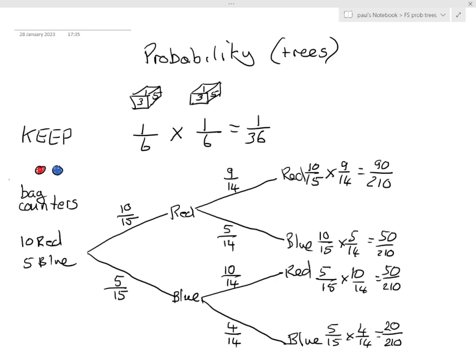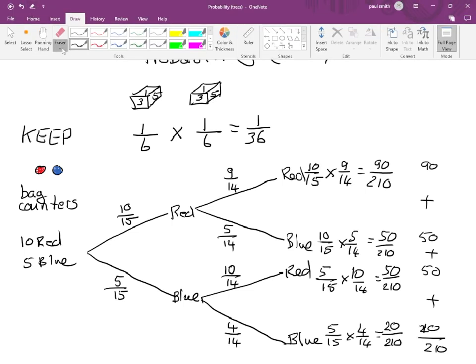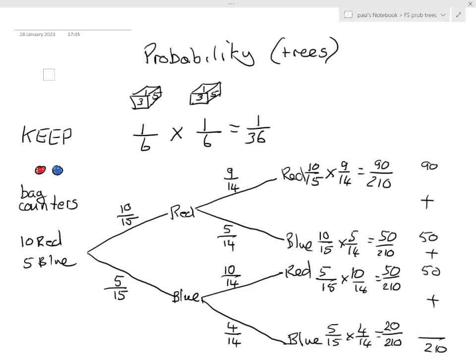Now if we take these numbers here, 90, 50, 50 and 20, we will see that they all add up. That plus that plus that plus that, they'll all add up to 210. Well, of course they will, because there are only 210 different possibilities. So we've got 210 out of 210. That's all the possibilities there are.